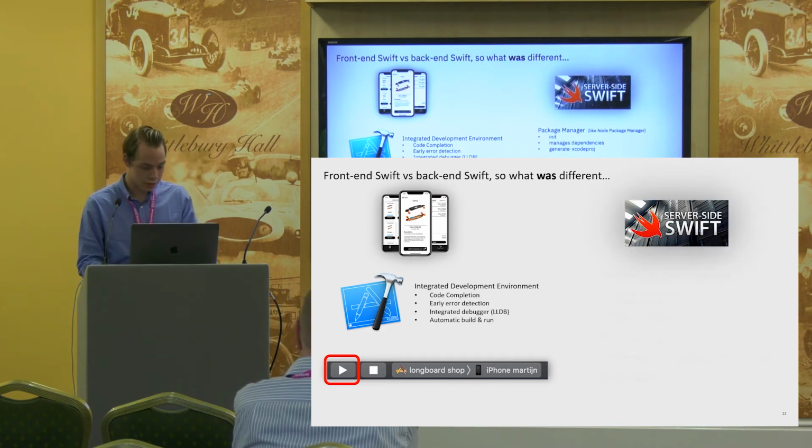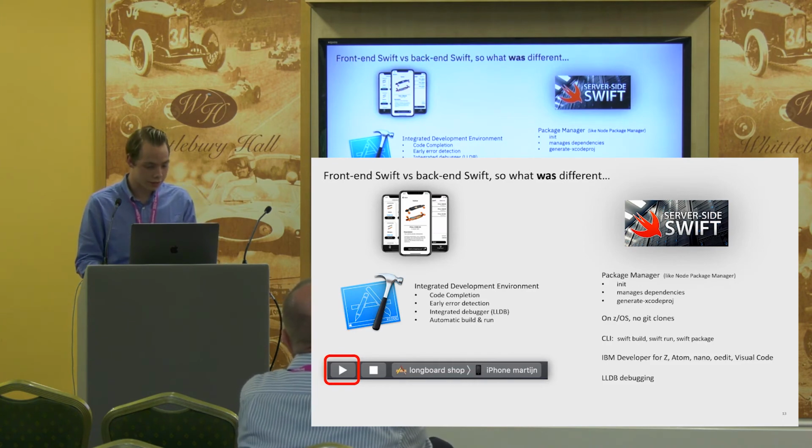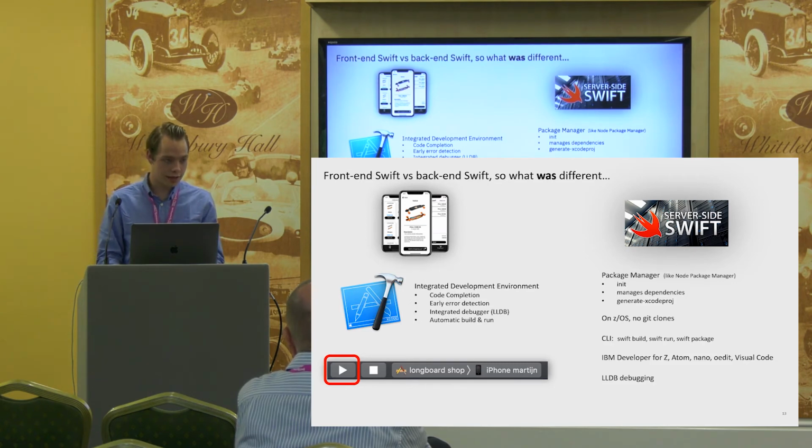When you start with a new project, on Xcode you have a nice graphical user interface to start a new project. On the server side, you have to initialize a project. And then from that, the package manager will be able to manage dependencies where you can add, for example, Kitura. And you can also generate an Xcode project. An Xcode project is a project that Xcode can open. So I could actually edit my code right in Xcode as if I were writing for an iPhone, but I was writing for a server-side Swift application.